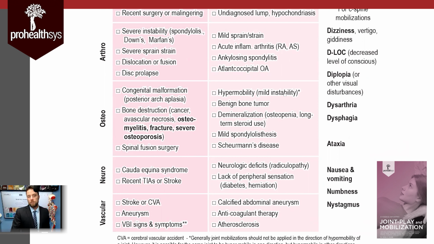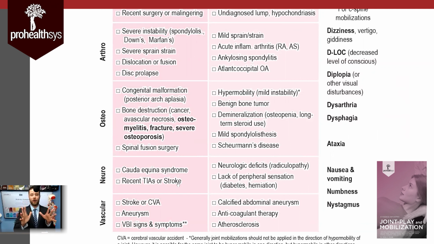Hypermobility and mild instability could be a relative contraindication. Benign bone tumors and osteopenia could be relative. Mild spondylolisthesis or Scheuermann's could also be relative contraindications under the osteo category. Under the neuro category, cauda equina syndrome.